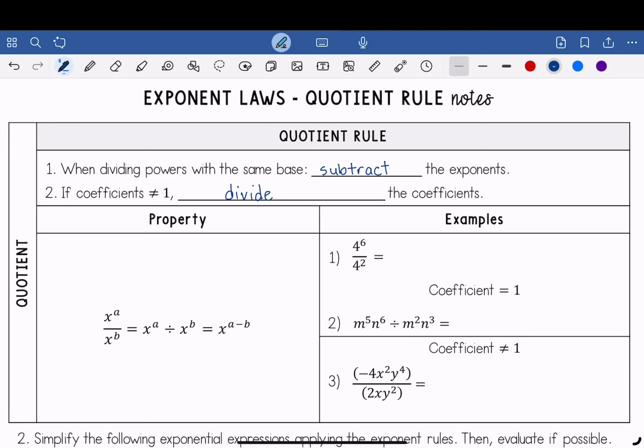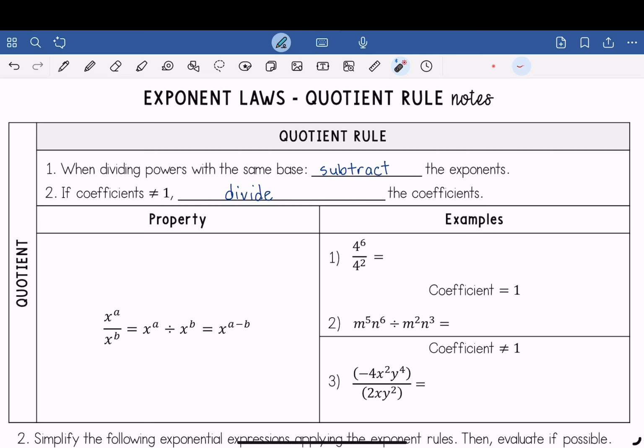Exponent laws, the quotient rule. Step 1. When dividing powers with the same base, subtract the exponents. Step 2. If the coefficients are not 1, but something else, divide the coefficients. So here is the property. We have a quotient, x to the power of a divided by x to the power of b. You then subtract the a, subtract b.